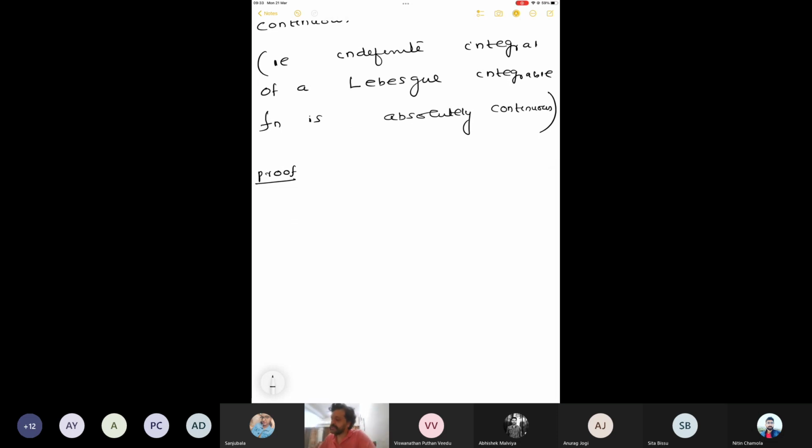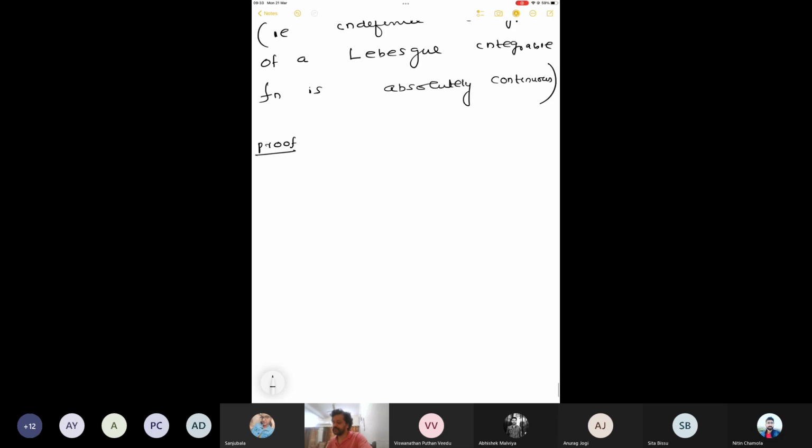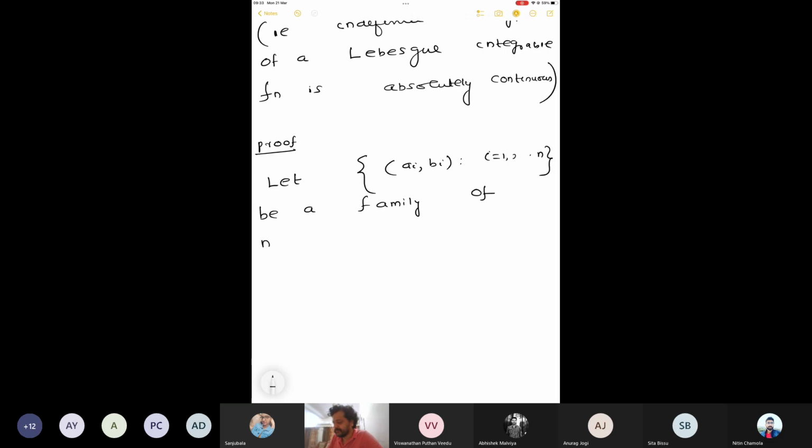Proof is very simple. To prove absolute continuity, what should I do? Given epsilon, I have to find a delta such that for non-overlapping subintervals the condition holds. So let (ai, bi), i equal to 1, 2, 3, up to n, be a family of non-overlapping subintervals.